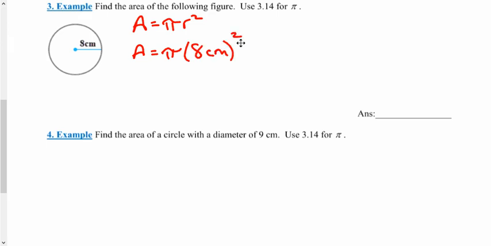And now I also know that I have to do the squaring first. So this will be pi times 64 square centimeters. And now I've just got to multiply that. And of course, if you were paying attention to our example that we just did up there, then you know that this is going to multiply to be 200.96. And then you got to pay attention to our label, though, because it is going to be square centimeters.